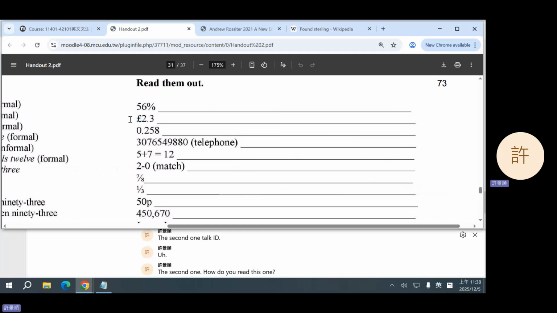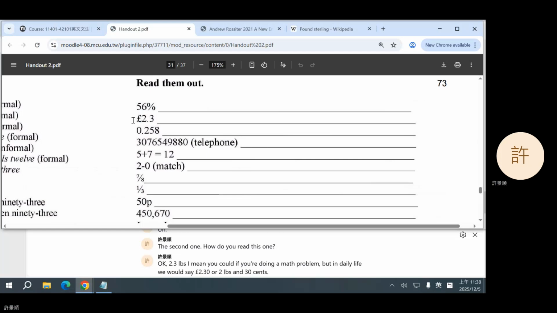Okay, 2.3 pounds. I mean, you could if you're doing a math problem, but in daily life, we would say 2 pounds 30 pence or 2 pounds and 30 cents.